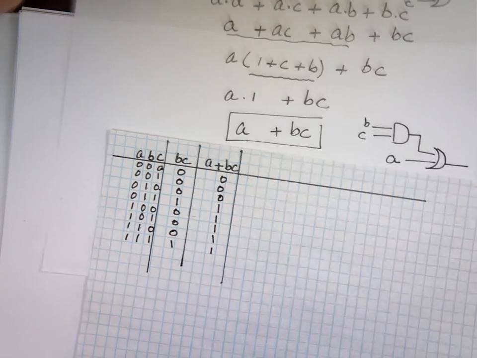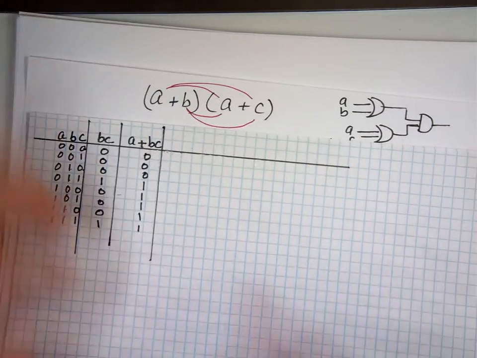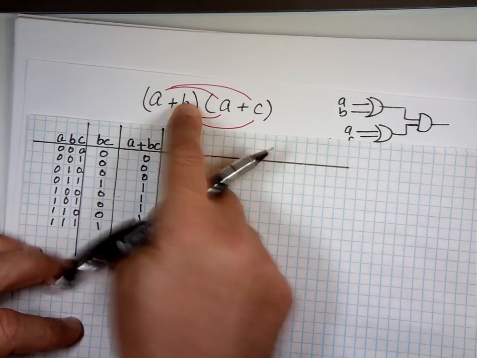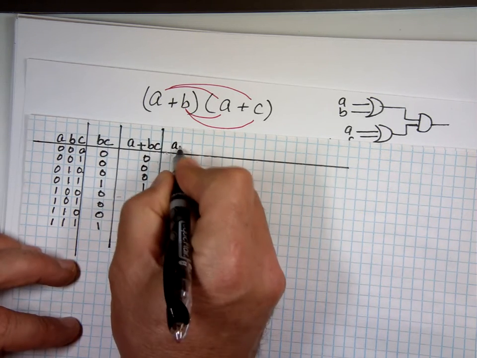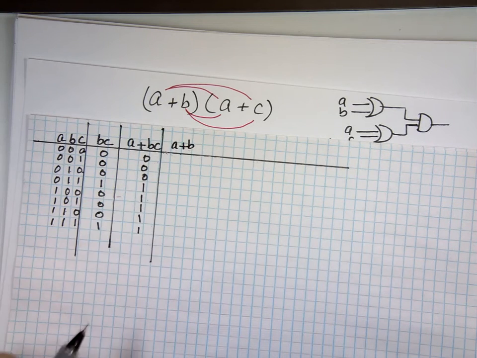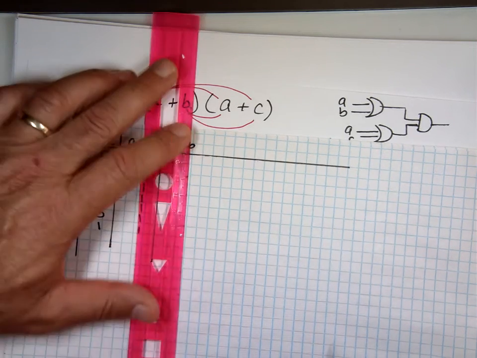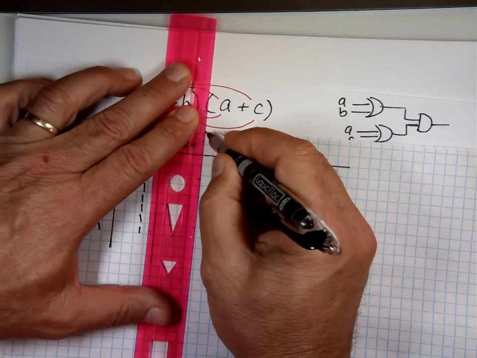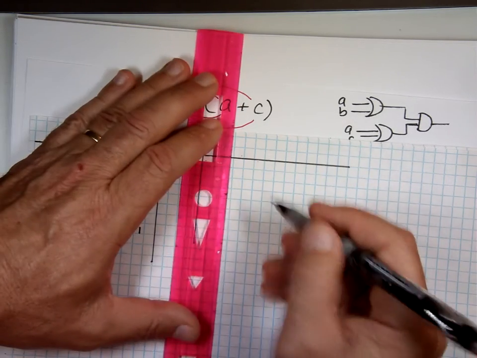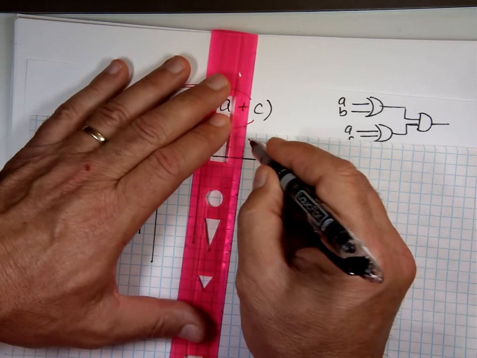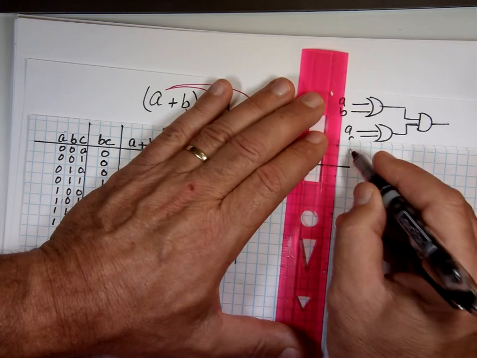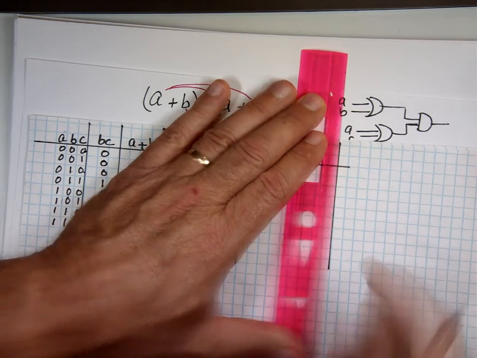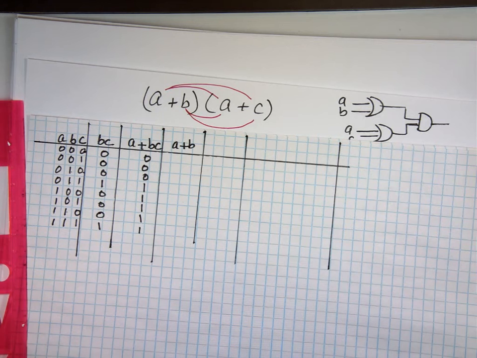Let me find the answer to this one and see if it's equal to this one. So I need one column that has A plus B. Maybe I should use a different color for that. Are we testing the second one now? Yep, I want to see if it gives me the same result. Maybe I'll use red for that. Or blue.